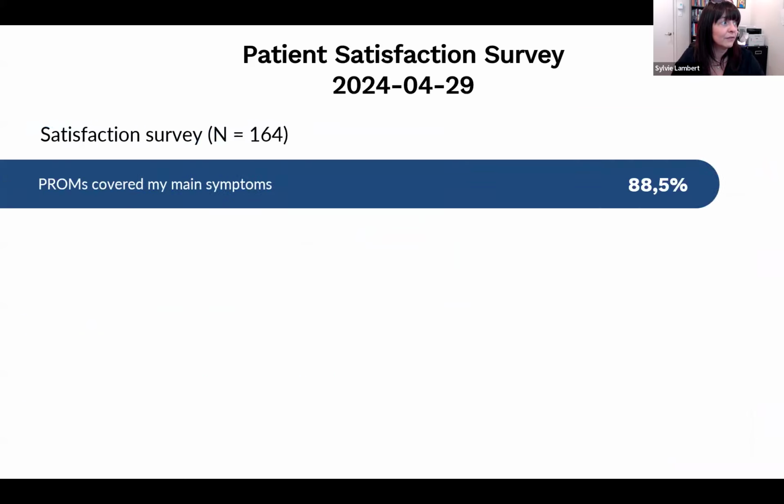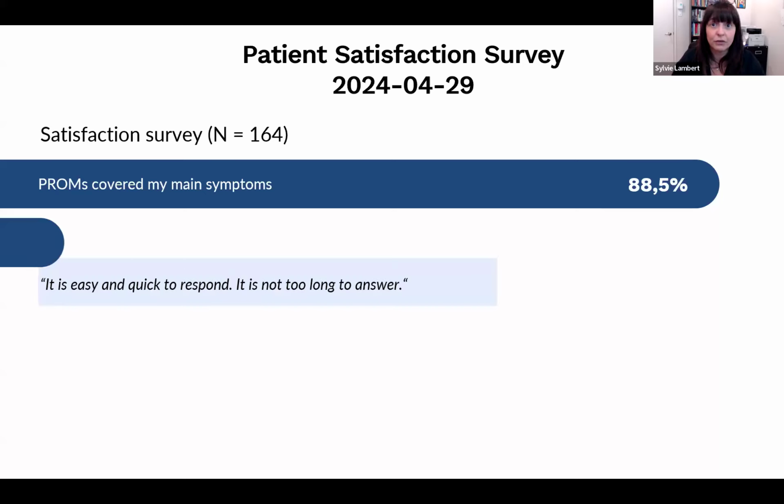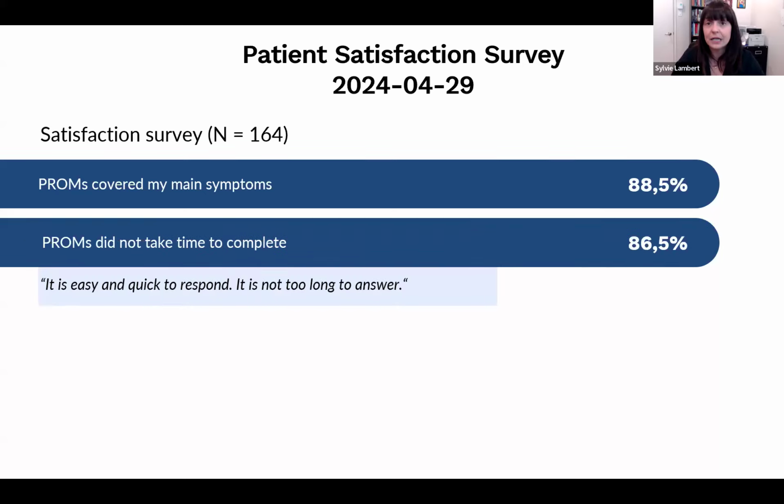In terms of our satisfaction survey, overall we covered the right symptoms. It did not take too much time to complete for most patients.